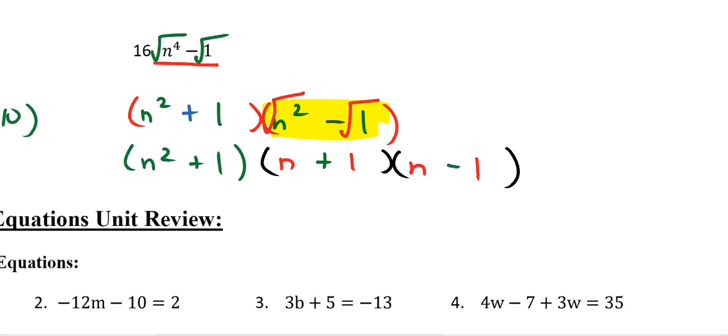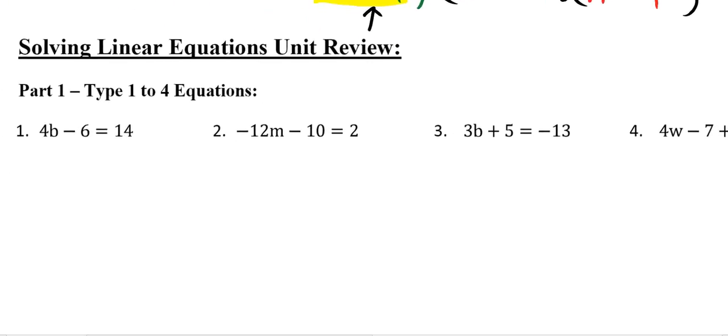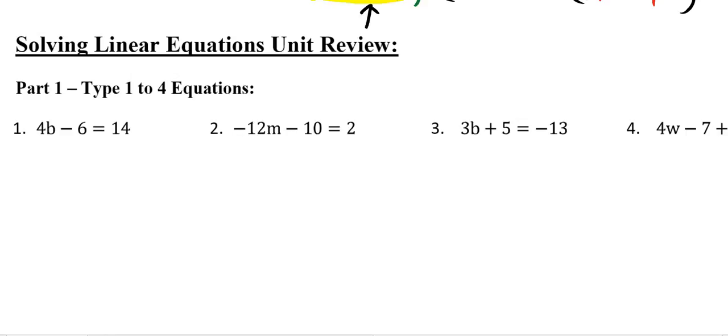Now be careful, I can't factor this x squared plus 1 because there's a plus sign there, right? In order for me to apply the difference of squares factoring, I always need to have a minus sign in between the two terms. Okay, that's that one, and then now let's move on to the next section here.